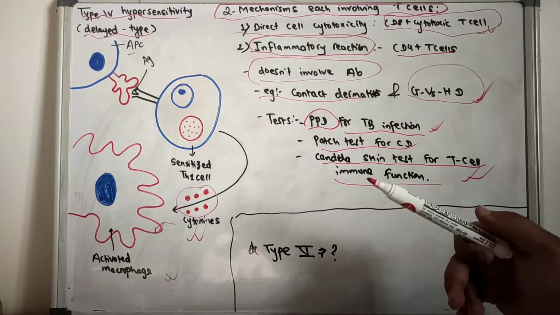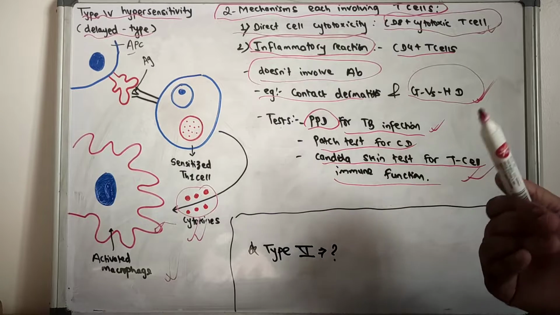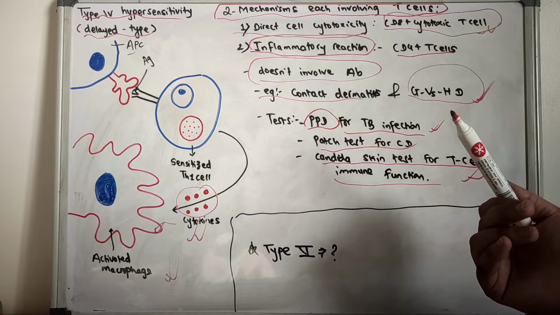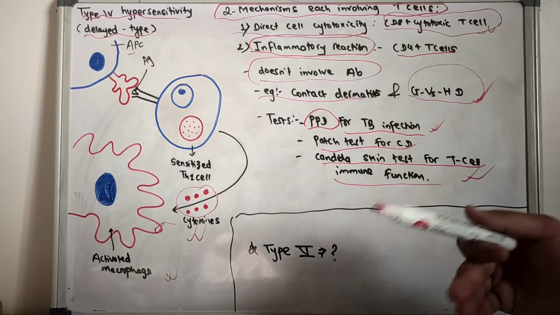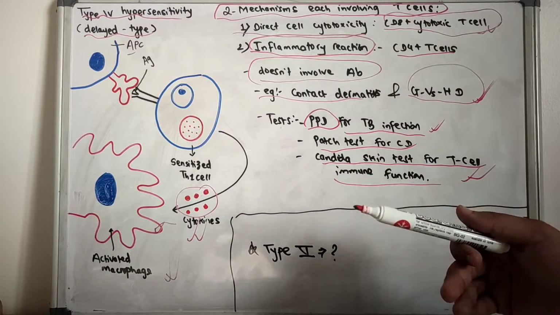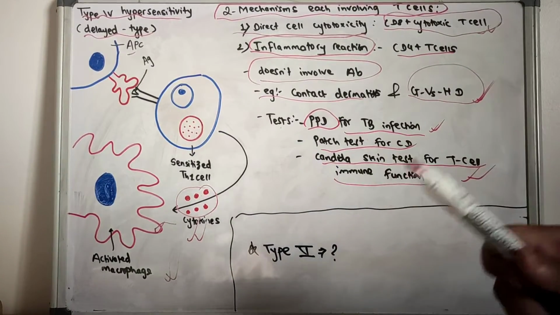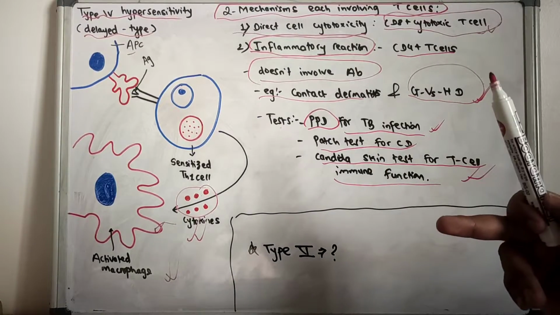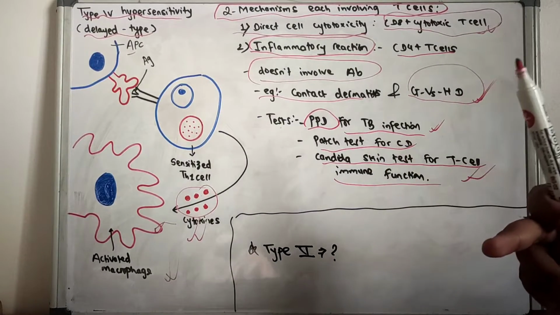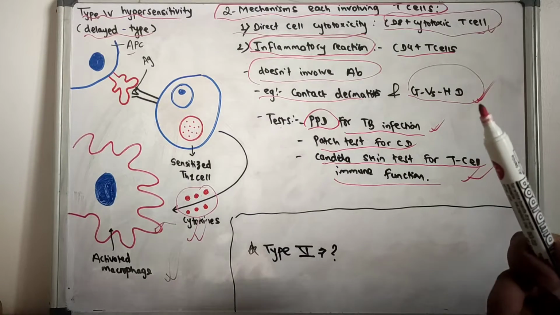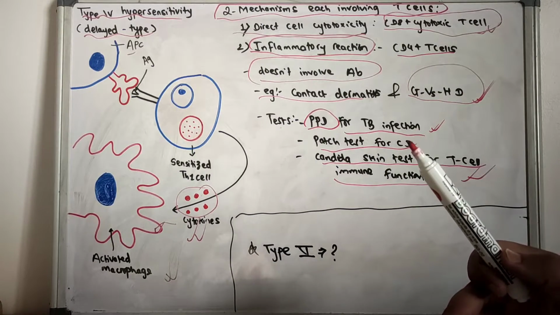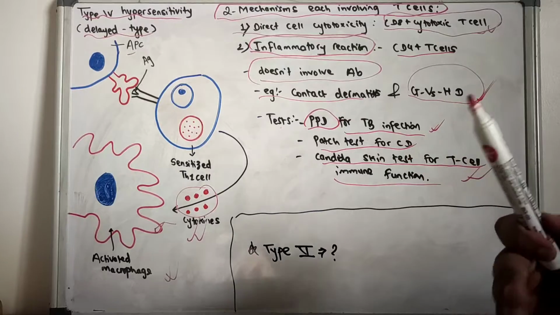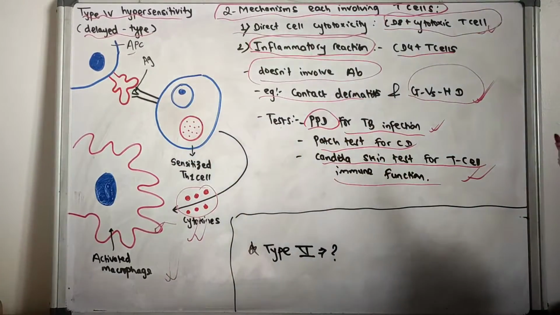So this concludes our type 1, type 2, type 3 and type 4 hypersensitivity reactions. Again, I am going to revise that the type 1 hypersensitivity reaction is anaphylactic and atopic, whereas type 2 is antibody mediated. The type 3 is antibody, antigen and complement system complex, that means immune complex mediated. And the type 4 is the delayed cell mediated hypersensitivity reaction.